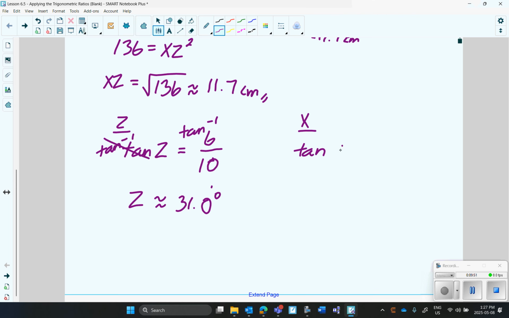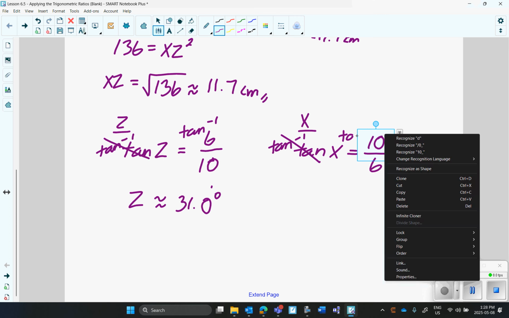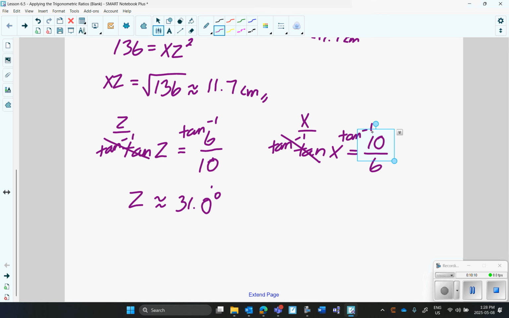So tan of X is equal to side opposite X, which is 10, over the side adjacent, 6. So it's just the flip. Tan inverse. And I'm going to think that X is approximately 59.0.